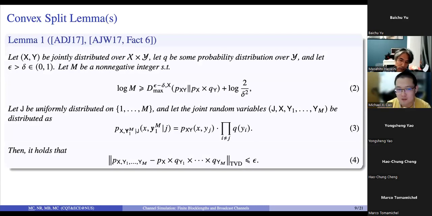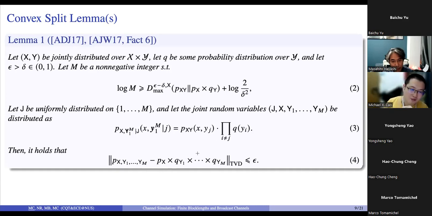The achievability part of the result depends on the convex split lemma. We recently realized there are other, potentially better methods. So the convex split lemma says that if you have a joint distribution over X and Y, and let Q be any distribution over the output alphabet Y, and given any epsilon and delta, then if M is large enough, larger than this value, and you let J be uniformly distributed among 1 up to M, conditioned on J, you have X and M copies of Y, where the J-th one is distributed according to the joint distribution, and the remaining ones are just i.i.d. copies of Q. Then this distribution will be very close to the distribution where you have P_X, but everybody else is just Q.